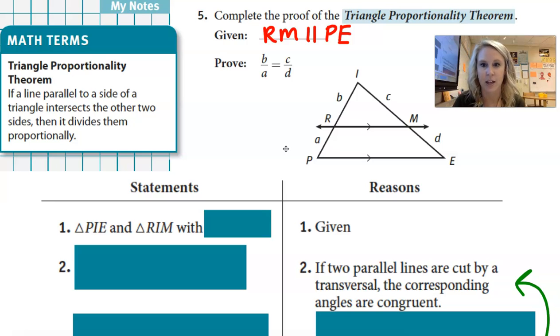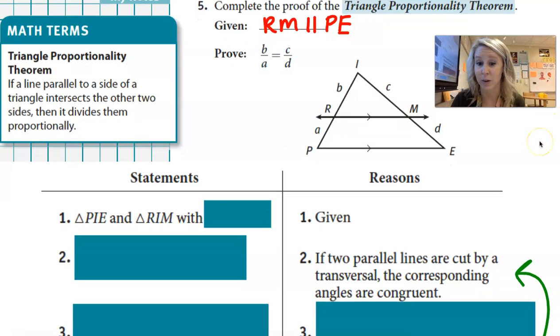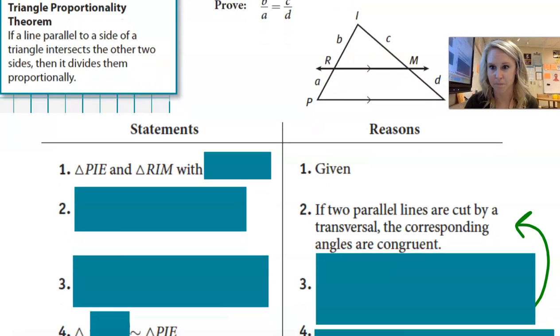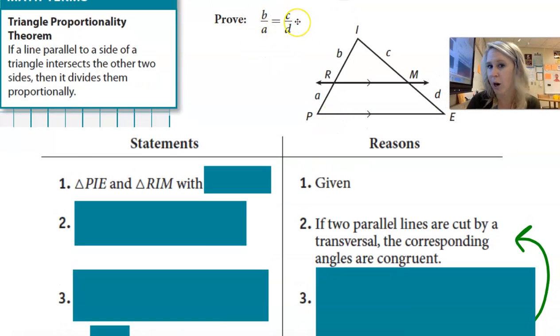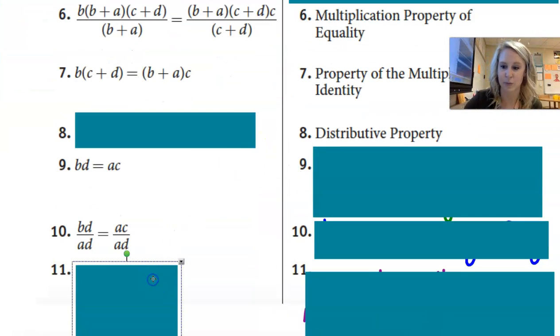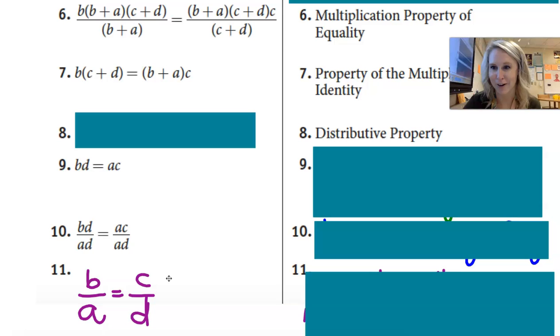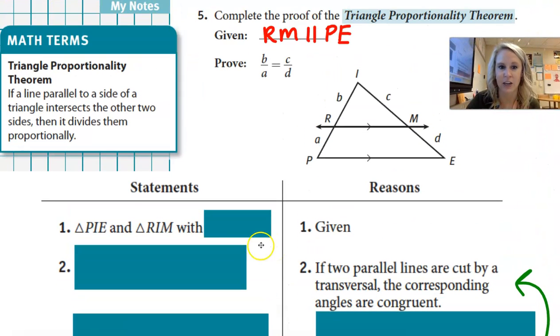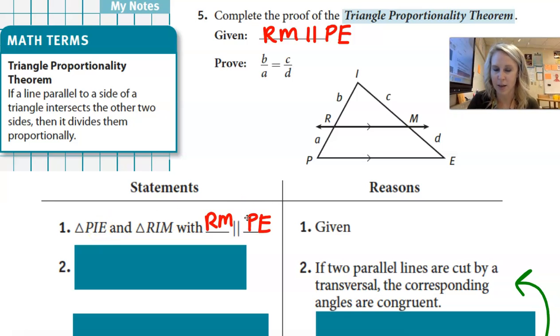So let's do this. If you want to press pause and try this on your own, feel free, but it's kind of tricky. So first off, the proof part goes bottom left, so let's go ahead and write that. Oh my goodness, number 11, go ahead and rewrite your proof, that B over A is equal to C over D. Okay, now let's work through this. So, given I have triangle PIE and triangle RIM with RM parallel to PE, because that is given.